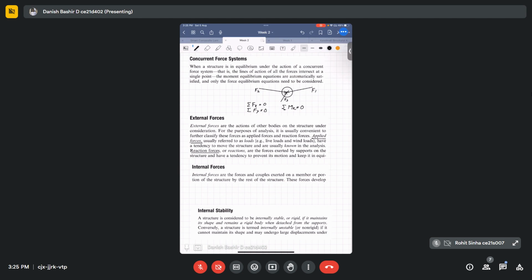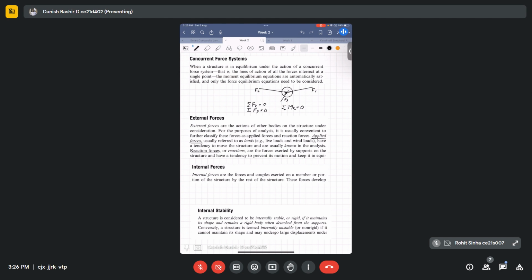Now, another basic concept, a very small concept, is static determinacy and indeterminacy, and what is the degree of indeterminacy in a structure. A little bit about that, then we will proceed to our numerical problems. So, what is internal stability? How can we say that a structure is internally stable or externally stable? I will give a brief overview. A structure is considered internally stable or rigid if it maintains its shape and remains a rigid body when detached from its supports.